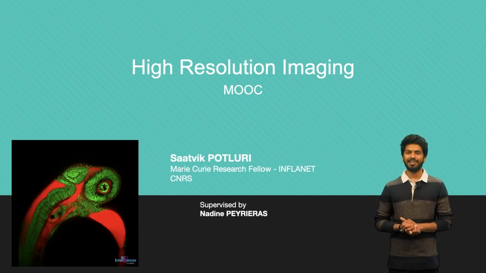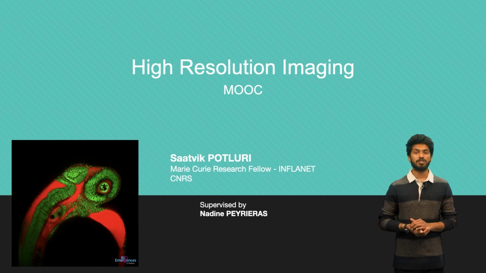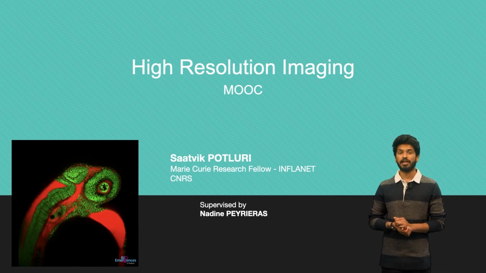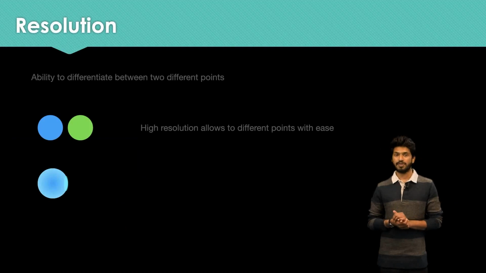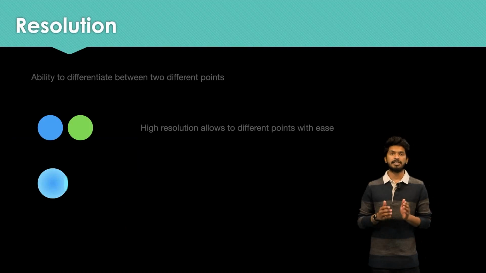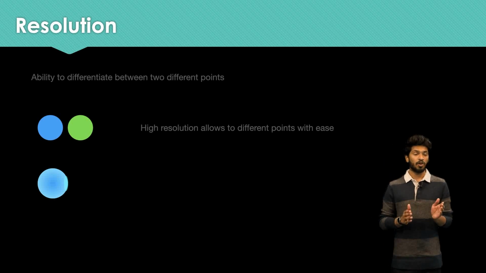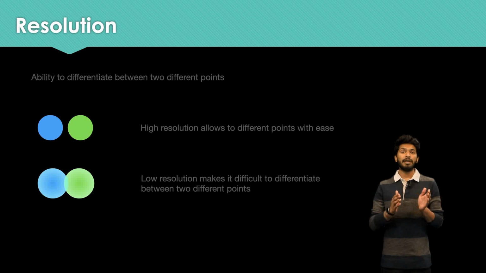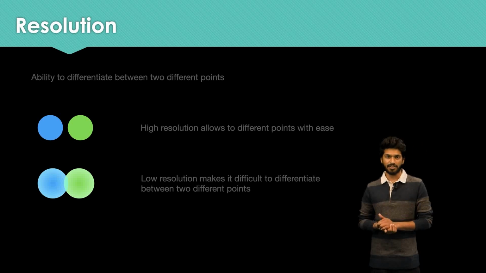I'm Saatvik Potluri, a Marie Curie Research Fellow at CNRS, and in this MOOC course I will talk about high-resolution imaging and different techniques and setups used in high-resolution imaging. So to get it started, what is resolution? Resolution is the ability of the microscope to distinguish between details in a specimen, or simply put, it is the minimum distance between two different points observable by the observer.